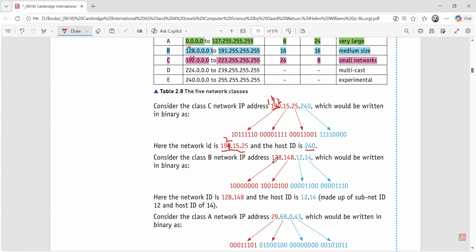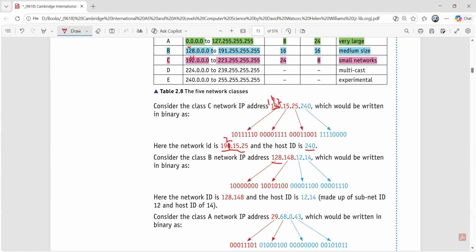Now, another example is your example of a class B network. You can see class B starts with 128: 128.148.12.14. You can see for yourself here the color coding is helpful, but in the examination there will be no color coding. You need to remember 0, 128, 192 to remember classes A, B, C. And class B has the first 16 bits as the net ID and the last 16 bits as the host ID. This is your class B network.